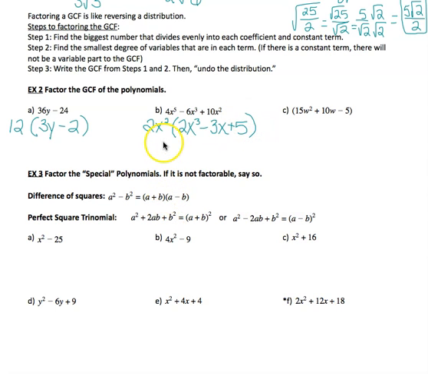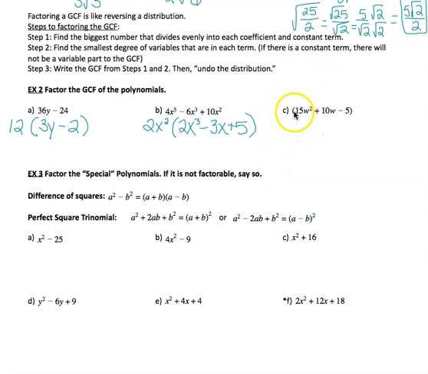Always check by redistributing. 2x squared times 2x cubed is 4x to the 5th. 2x squared times negative 3x is negative 6x cubed. And 2x squared times 5 is 10x squared. So I know that I've done it correctly because I mentally redistributed and I got back my original.